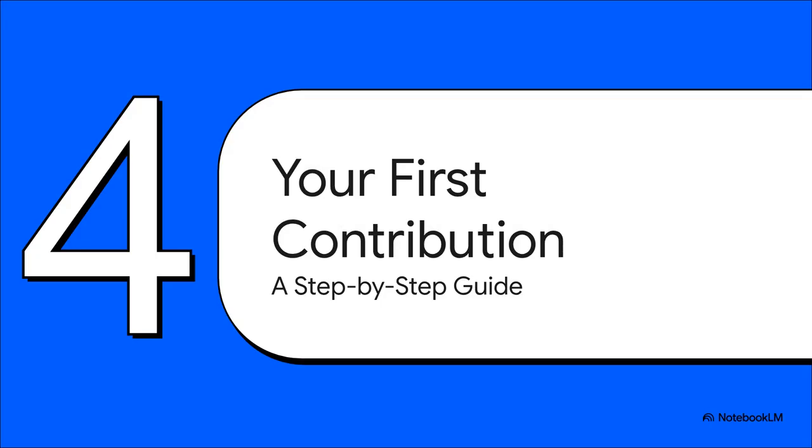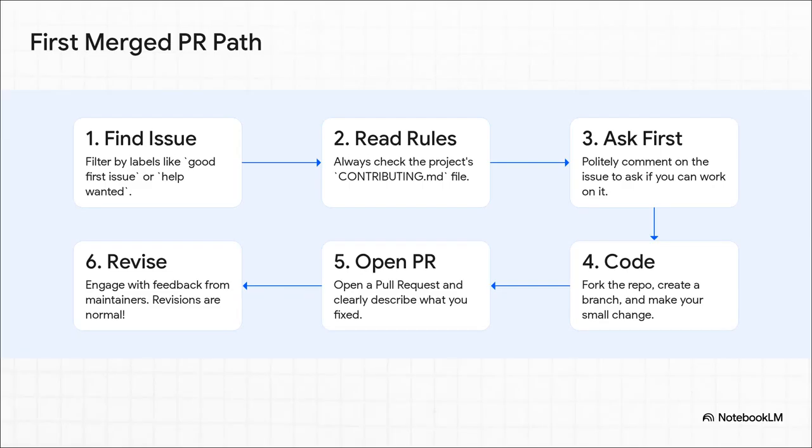All right, so you've found a project you like, you've even found an issue that looks doable. What's next? Let's walk through the exact steps to get from here to a merged PR. So here's the playbook. Step 1, you find your issue using those labels we talked about. Step 2, and this is so important, read the contributing.md file. It's the rulebook for that specific project. Skipping this is the number one rookie mistake.